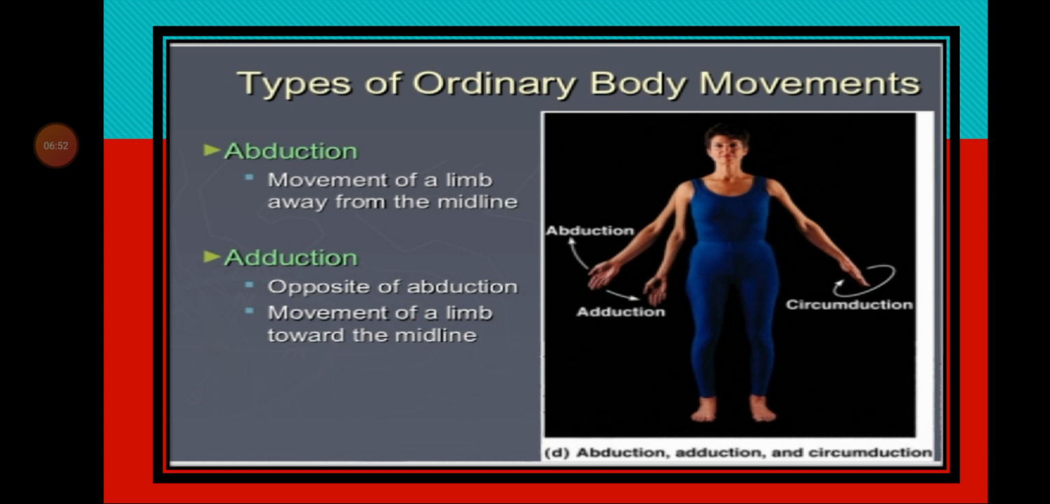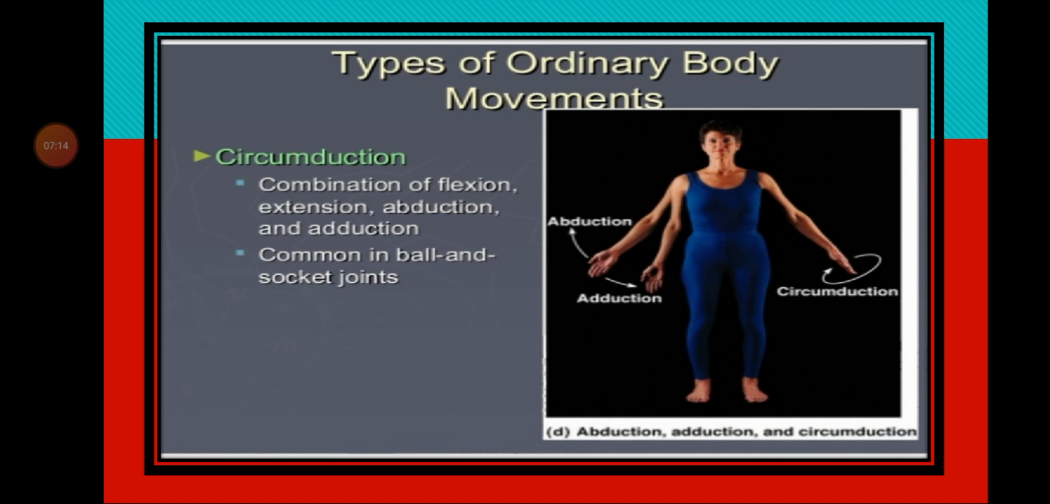So when you raise your hand, it is in abduction mode, and when you just bring it back, it is in adduction mode. And when you just make your hand in rotation mode, it is in circumduction. Okay. The third one is circumduction. That combination of flexion, extension, abduction and adduction. These four movements are joined together to form circumduction. It is common in all ball and socket joints.